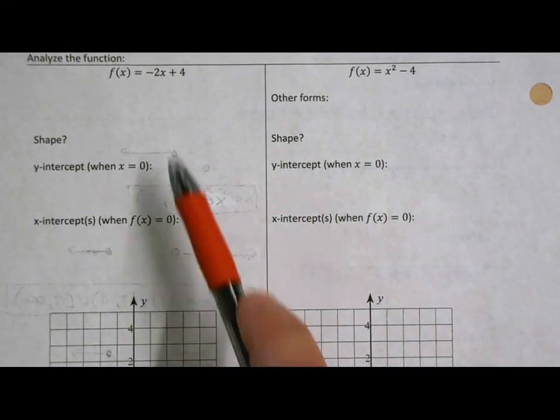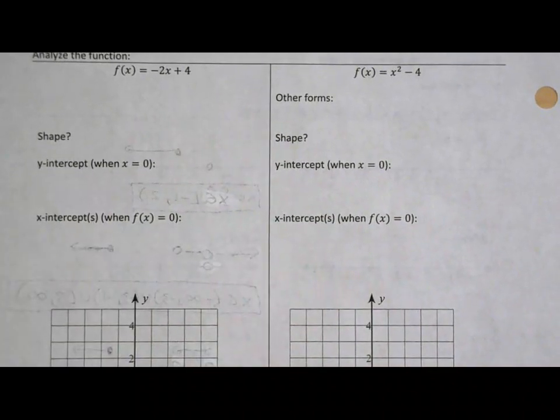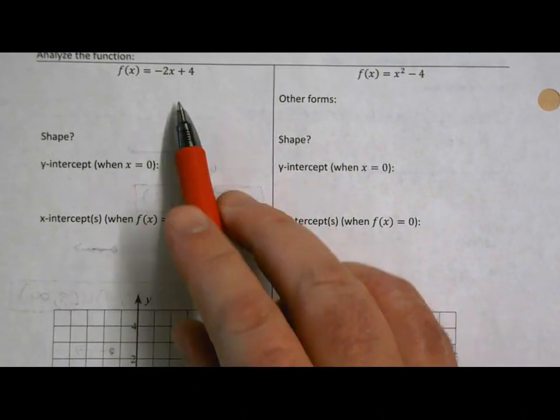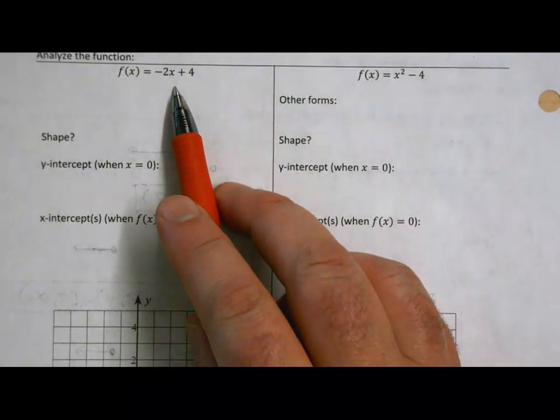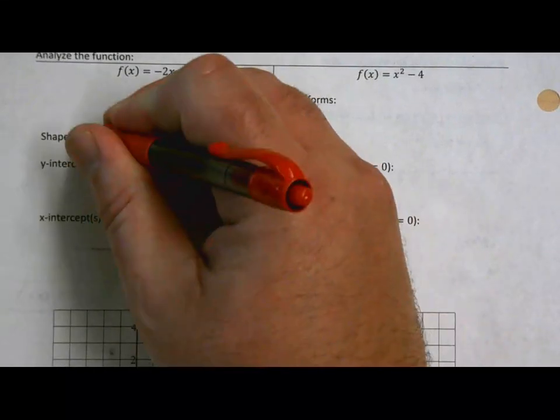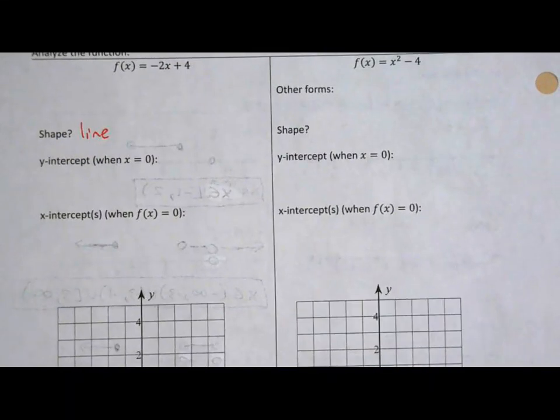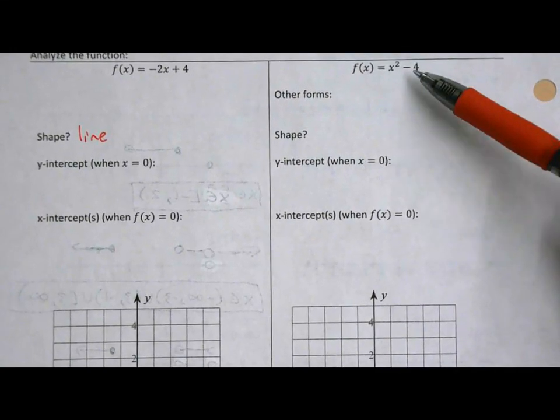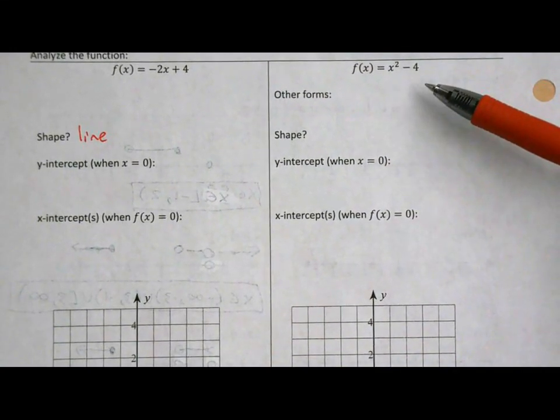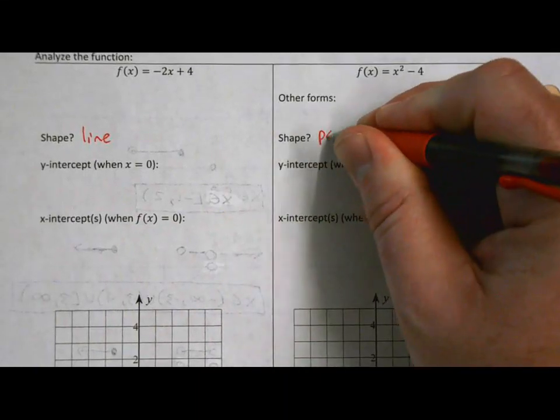You should be able to look at this and know the shape for this first function. What kind of shape? If I drew that, what shape would it be? Of our parent functions, this is a line or a linear function. And as soon as you see this x squared, what are you thinking? Parabola or quadratic.